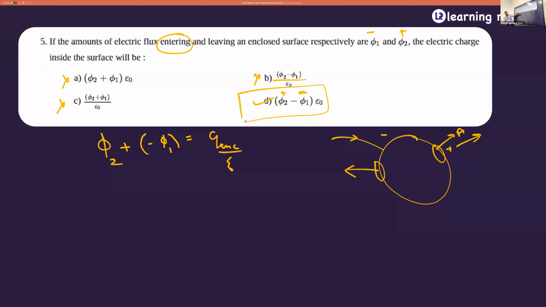Because what is the expression we have seen? We have seen charge enclosed by epsilon naught. We have never seen flux divided by epsilon. So flux should always get multiplied with epsilon naught for you to get the charge. Third one, same mistake as the second one. Fourth one, obviously it is right. Shall I proceed, guys? Yes, sir.